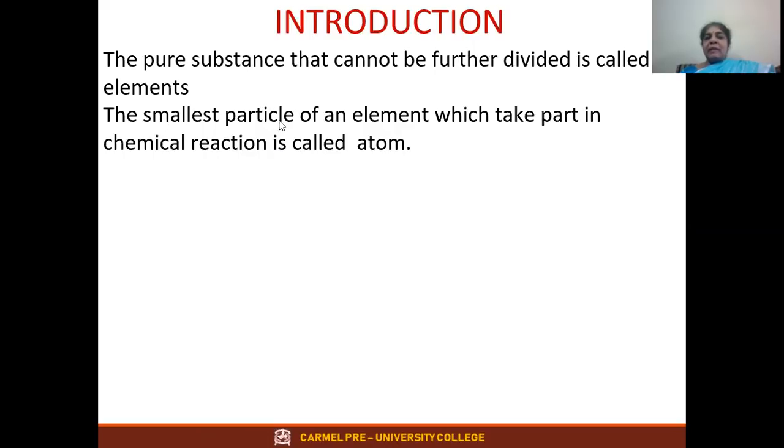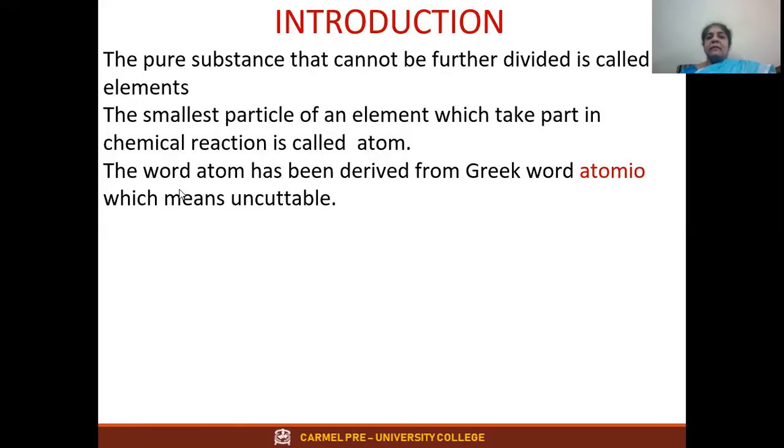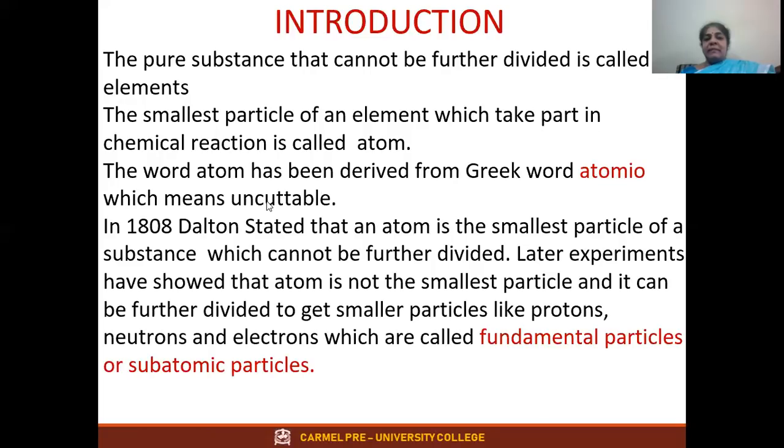The smallest particle of an element which takes part in a chemical reaction is called an atom. Now the word atom has been derived from the Greek word atomio, which means uncuttable.